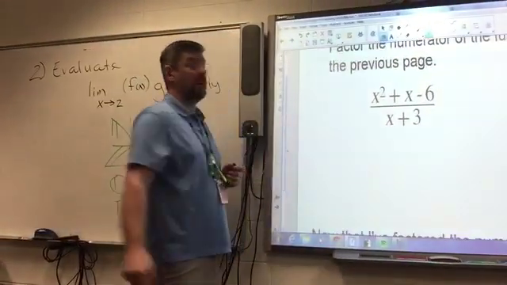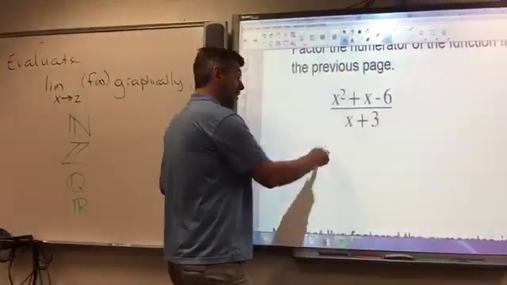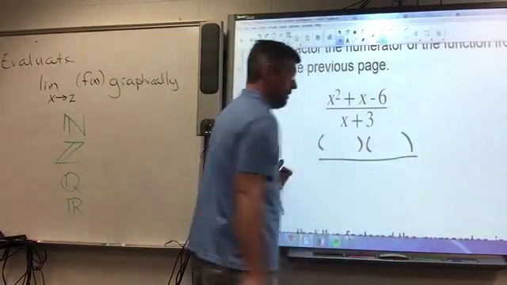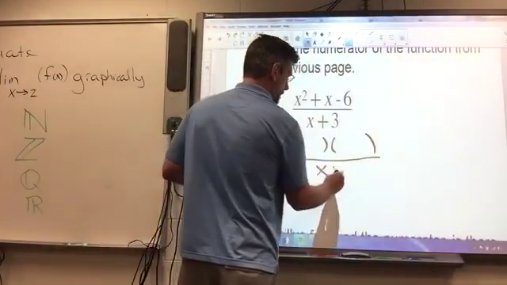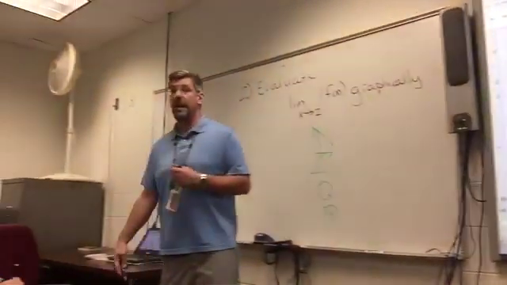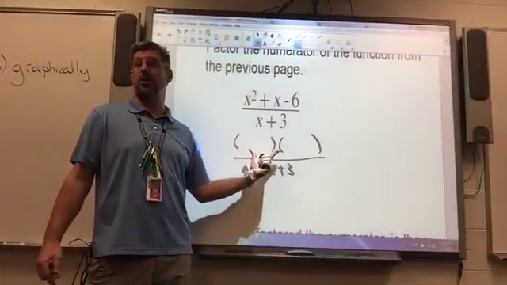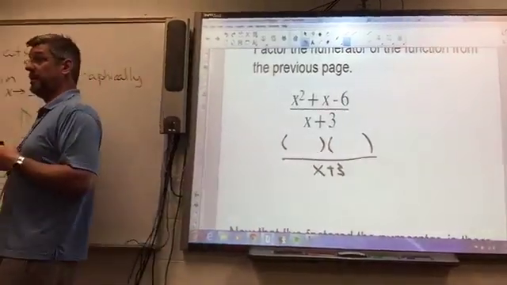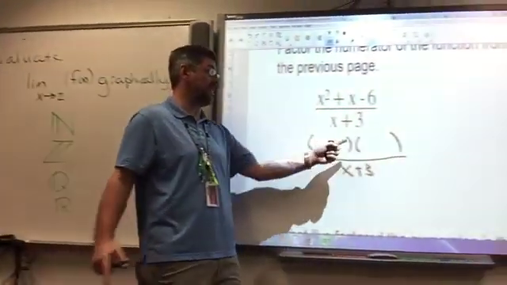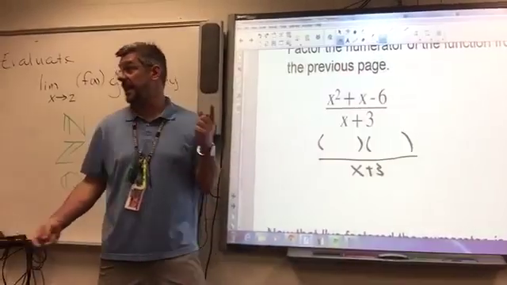Okay. When I factor a quadratic, it should look like this, right? Should look like that, right? How do I get my x squared when I multiply a binomial times a binomial? First times first, right? So what does this first and this first have to be in order to get x squared? X and x, right?